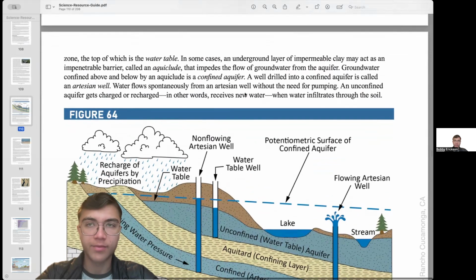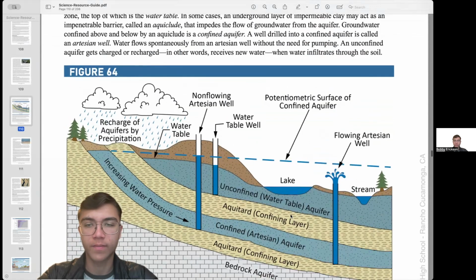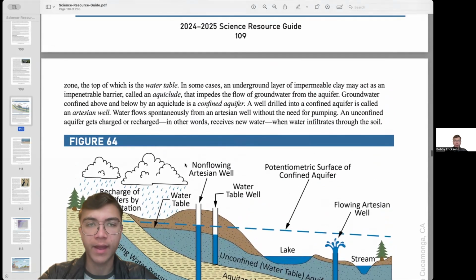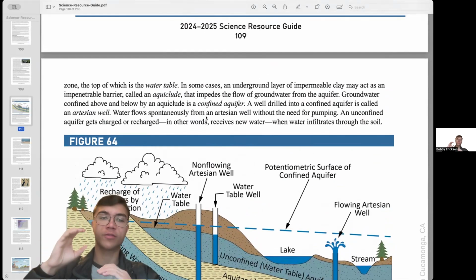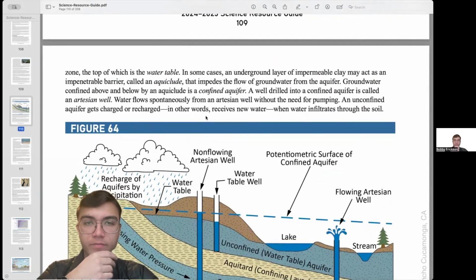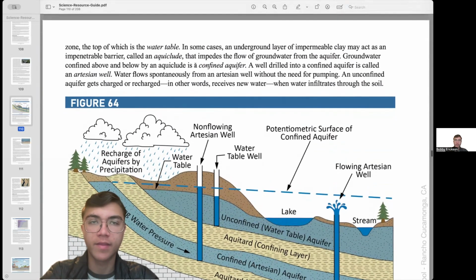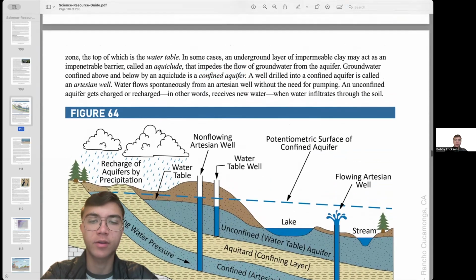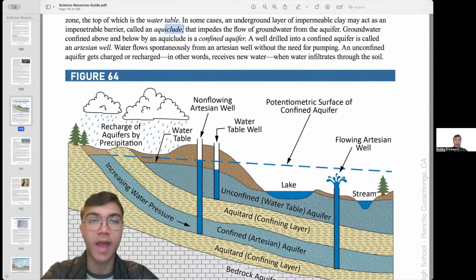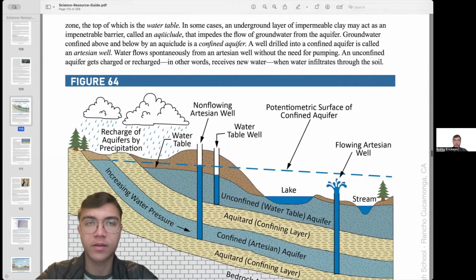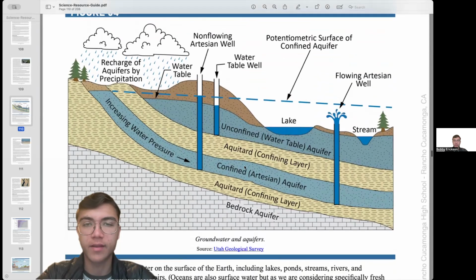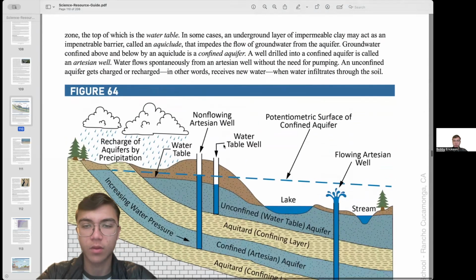Then we also have, usually made of impermeable clay, these things called aquicludes, which are also called aquitards, and they stop water from flowing between them. And so this can confine the water above and below. And this is called a confined aquifer. So an aquiclude, think about include versus exclude. An aquiclude excludes the water from other places. It's also known as an aquitard or a confining layer.